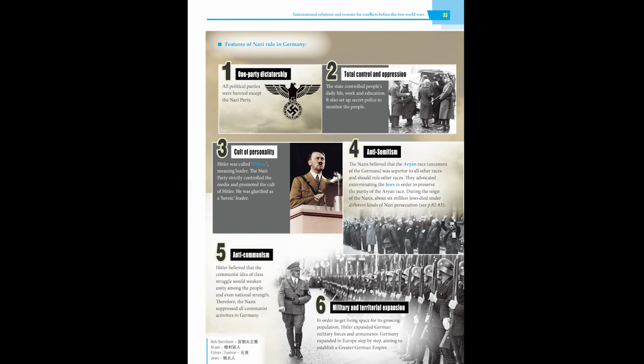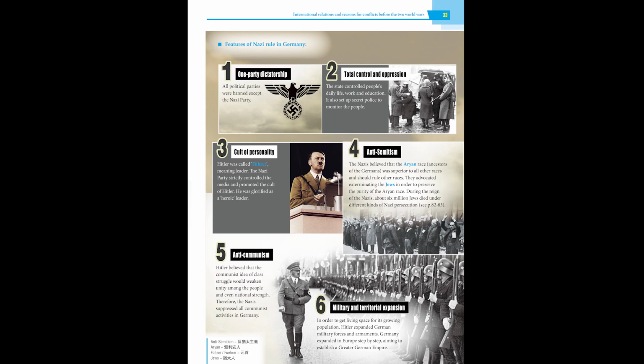Features of Nazi rule in Germany. 1. One-party dictatorship. All political parties were banned except the Nazi Party. 2. Total control and oppression. The state controlled people's daily life, work, and education. It also set up secret police to monitor the people. 3. Cult of personality. Hitler was called Führer, meaning leader. The Nazi Party strictly controlled the media and promoted the cult of Hitler. He was glorified as a heroic leader.